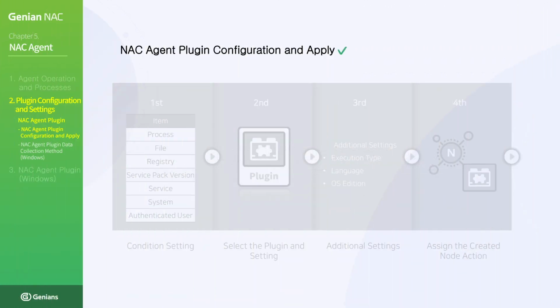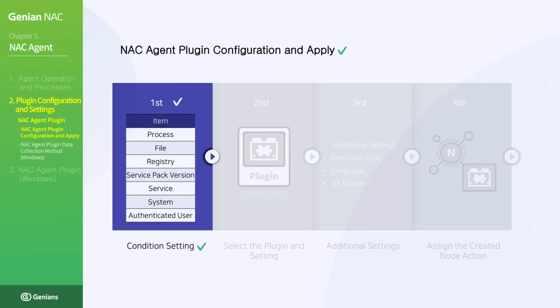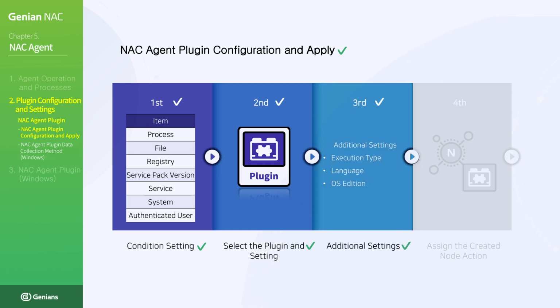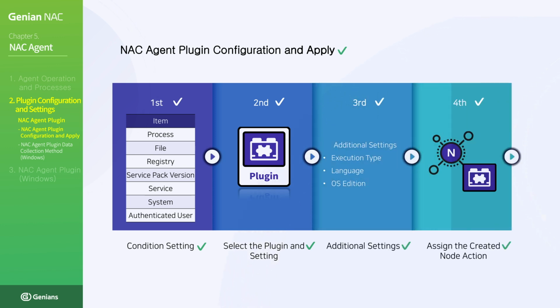To configure a plugin and apply it to a policy, follow these steps to create a node action. 1. Set the execution conditions for the plugin. 2. Select the plugin to execute and configure the plugin's detailed parameters. 3. Configure additional settings as needed. 4. Assign the created node action to the node policy.